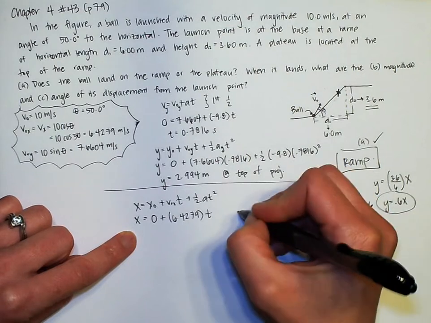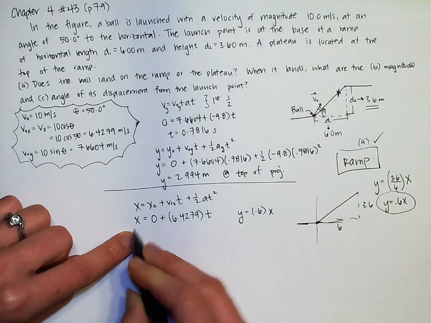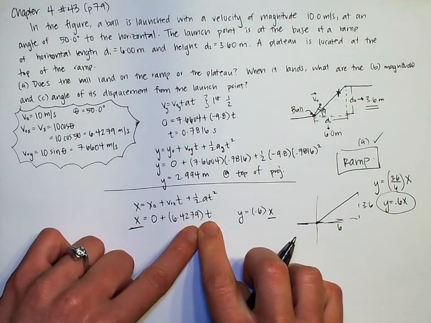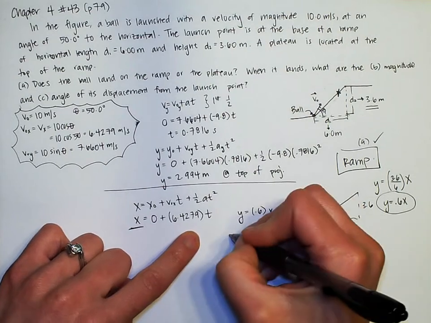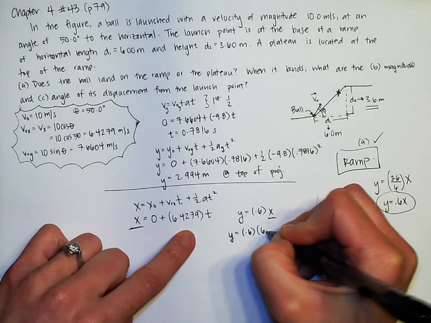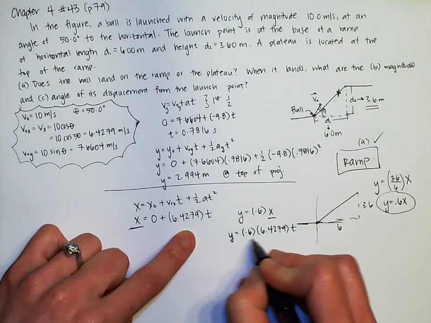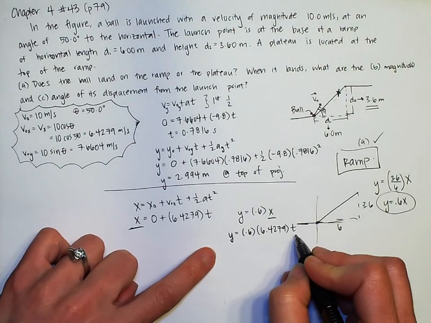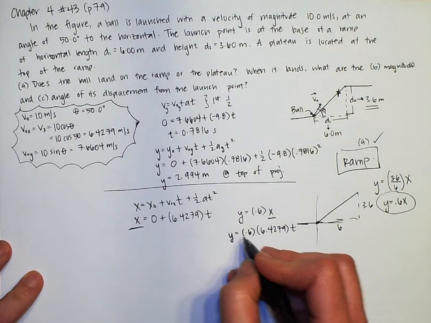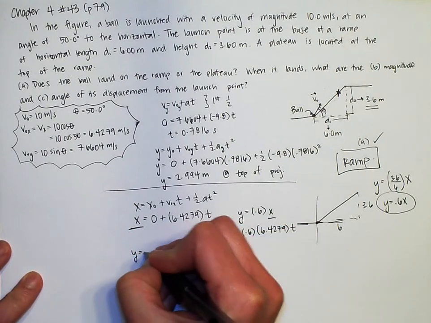I also know that y equals 0.6 times x. So if this is x and this is x, I'm going to plug this piece of information into my x right here. So I will have y equals 0.6 times 6.4279 t. So I have an expression for now y just with t. So I'm going to go on and use another equation to solve for my y now that I have it in terms of t, having used my x information.